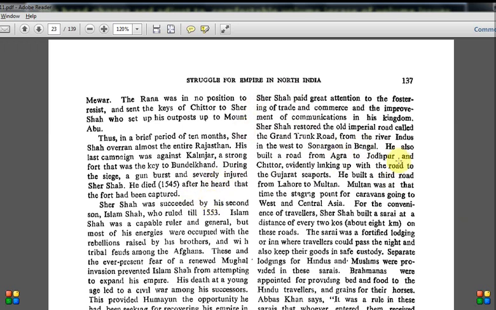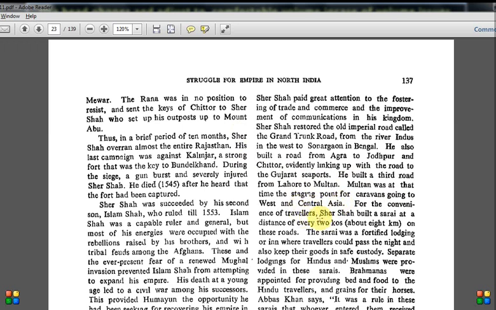He built a third road from Lahore to Multan. So if you see, it's again in the Pakistan region. So it's like North India west to east, everywhere is under control of Sher Shah. Multan was at that time the staging point for caravans going to West and Central Asia.